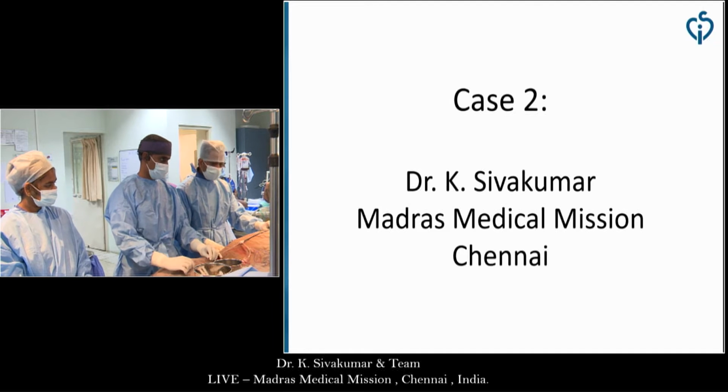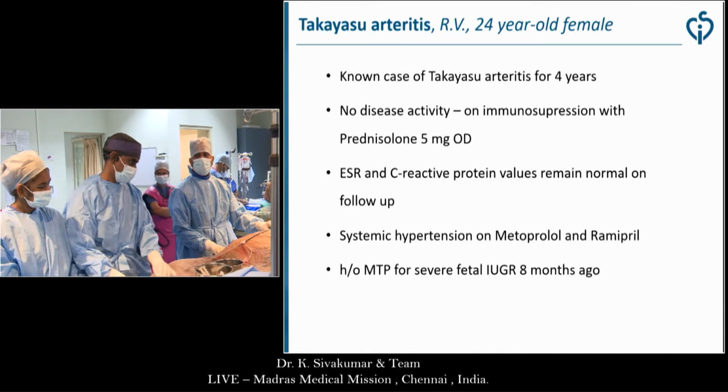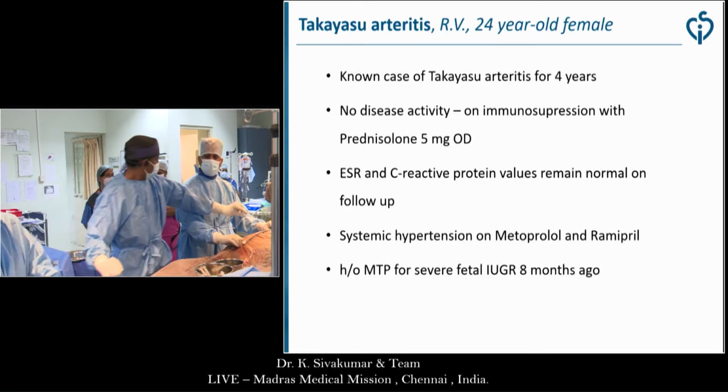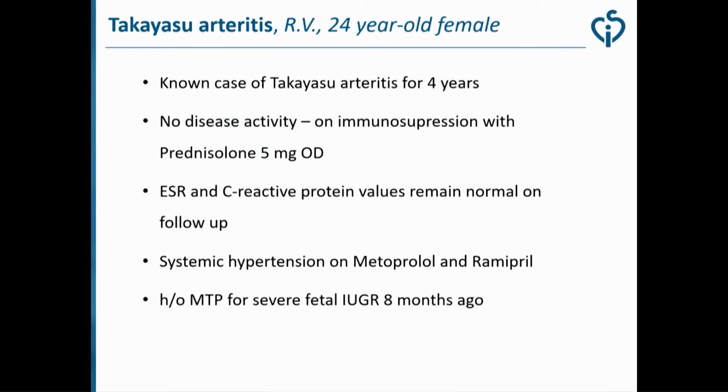Good morning, everyone. Our second case is a 24-year-old female with Takayasu arteritis. She's been a known case for the last 4 years and currently has no disease activity. She's on immunosuppression with prednisolone 5 mg once a day. ESR and C-reactive protein values have remained normal on follow-up. She is hypertensive on metoprolol and ramipril. She had an MTP for severe fetal IUGR 8 months back.